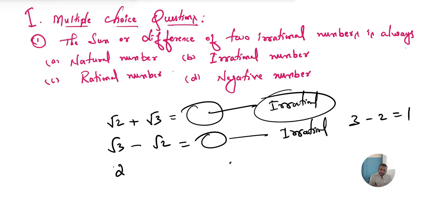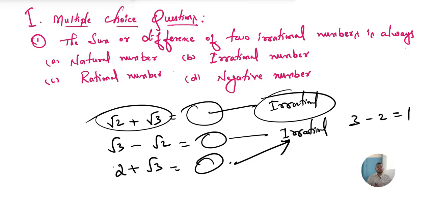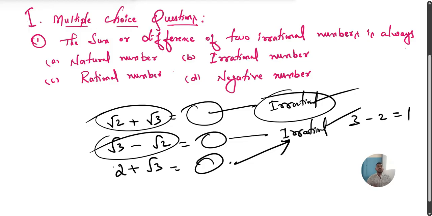And you take any natural number. With that you add an irrational number. Still the answer is irrational only, because we don't get an exact answer. Correct? Understood? So the sum of two irrational numbers is irrational. Difference means subtraction. If you subtract two irrational numbers, it is also irrational.